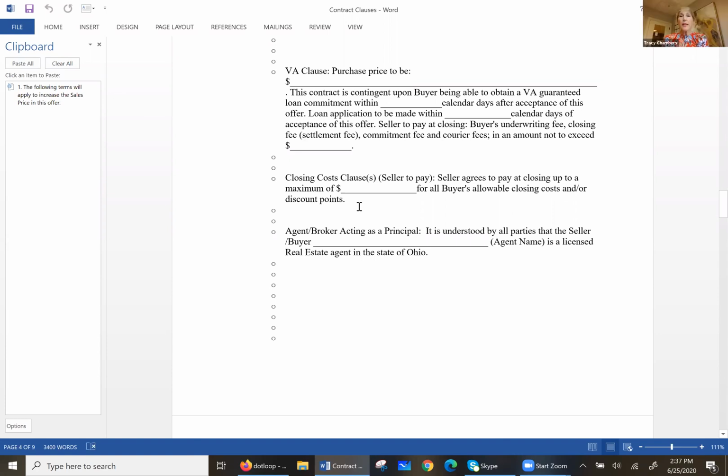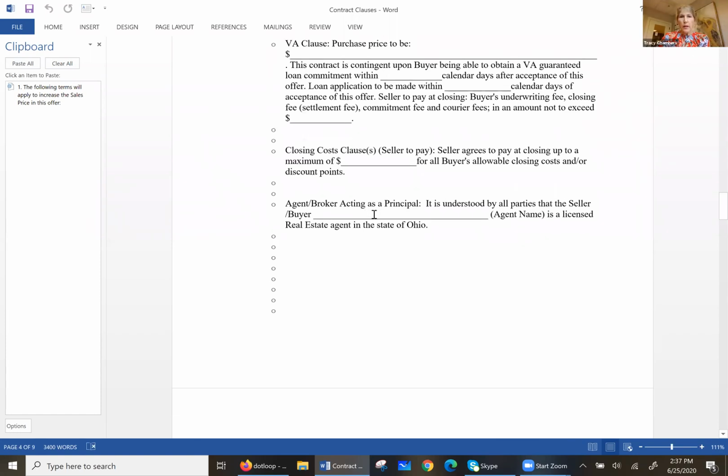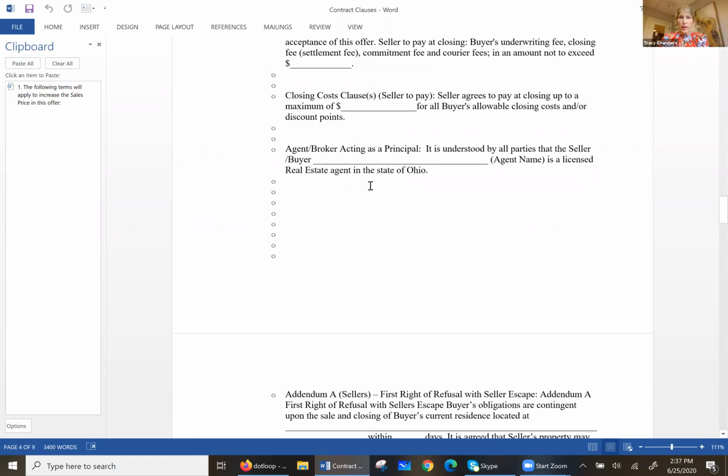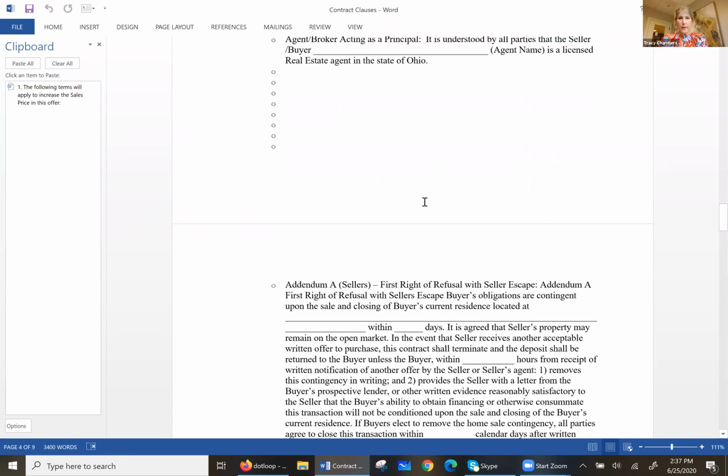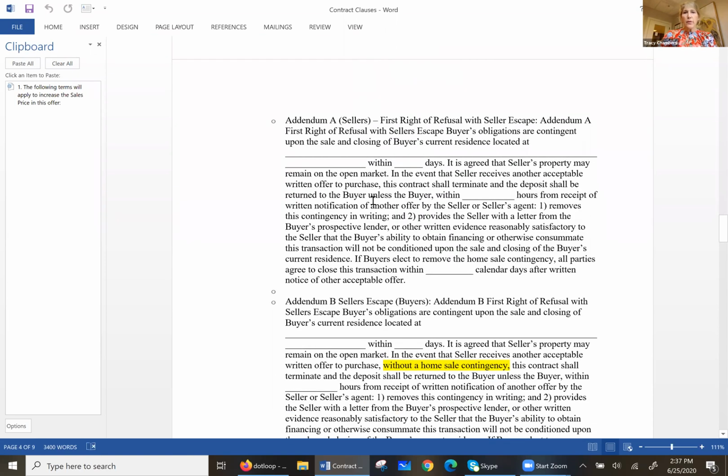But, depending on the lender and how he wants to use those closing costs, they can use it for whatever they want. Okay. If you are an agent and you're buying or selling your own house, you have to say that I'm a licensed realtor in the state of Ohio. Okay, so here's that I have to sell my house to buy your house.